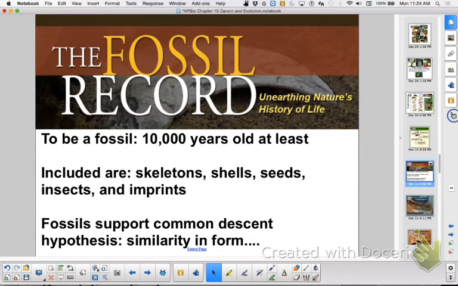And it doesn't have to be actually the death of an organism. It could be traces of an organism. It could be a wormhole through the mud. It could be footprints by an organism. Those are all considered fossils. So there are different ways to preserve things. Things like ice can preserve and make a fossil. What kind of thing might get in ice? Like a woolly mammoth. Okay.